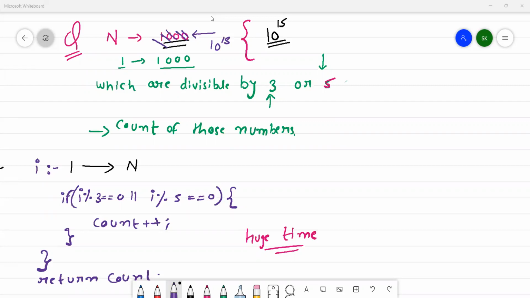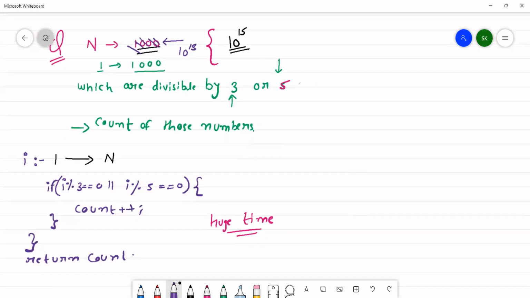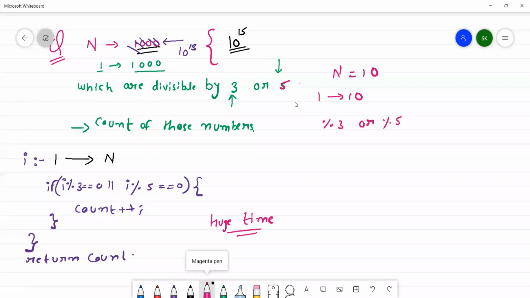So did anyone think of any solution? My tip from my end is, instead of thinking of the solution for the bigger numbers, take 10 and find out how many. Okay, if I take n equals 10, can you all tell me how many numbers between 1 to 10 are divisible by 3 or divisible by 5?